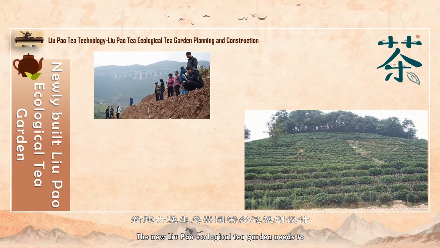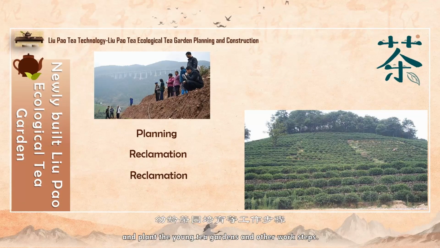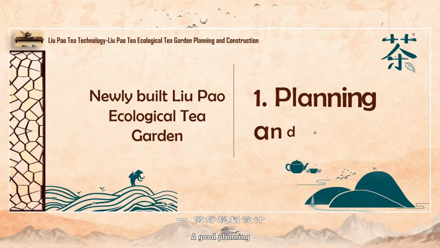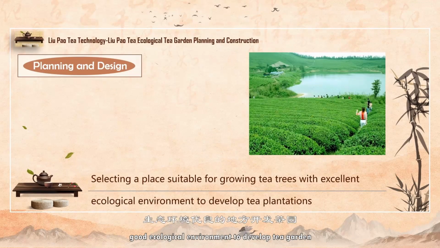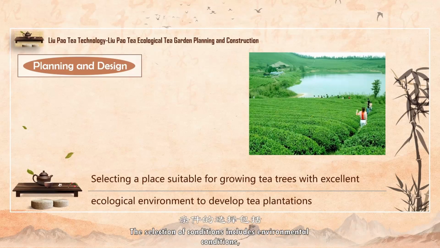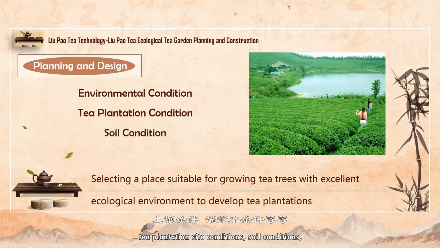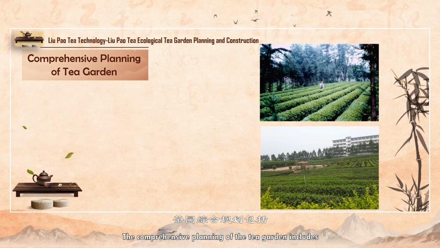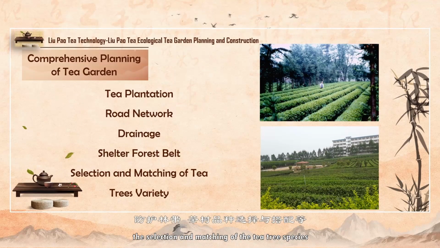The new Liu Pao ecological tea garden needs to go through the planning and design of the land, opening the land, selecting tea seedlings, planting young tea gardens and other work steps. 1. Do a good planning. Choose a place suitable for planting tea trees with a good ecological environment to develop the tea garden. The selection conditions include environmental conditions, tea plantation site conditions, soil conditions, irrigation water conditions, etc. The comprehensive planning of the tea garden includes the layout of the road network of the tea garden plots, the water system, the protection forest belt, and the selection and matching of tea tree species, etc.